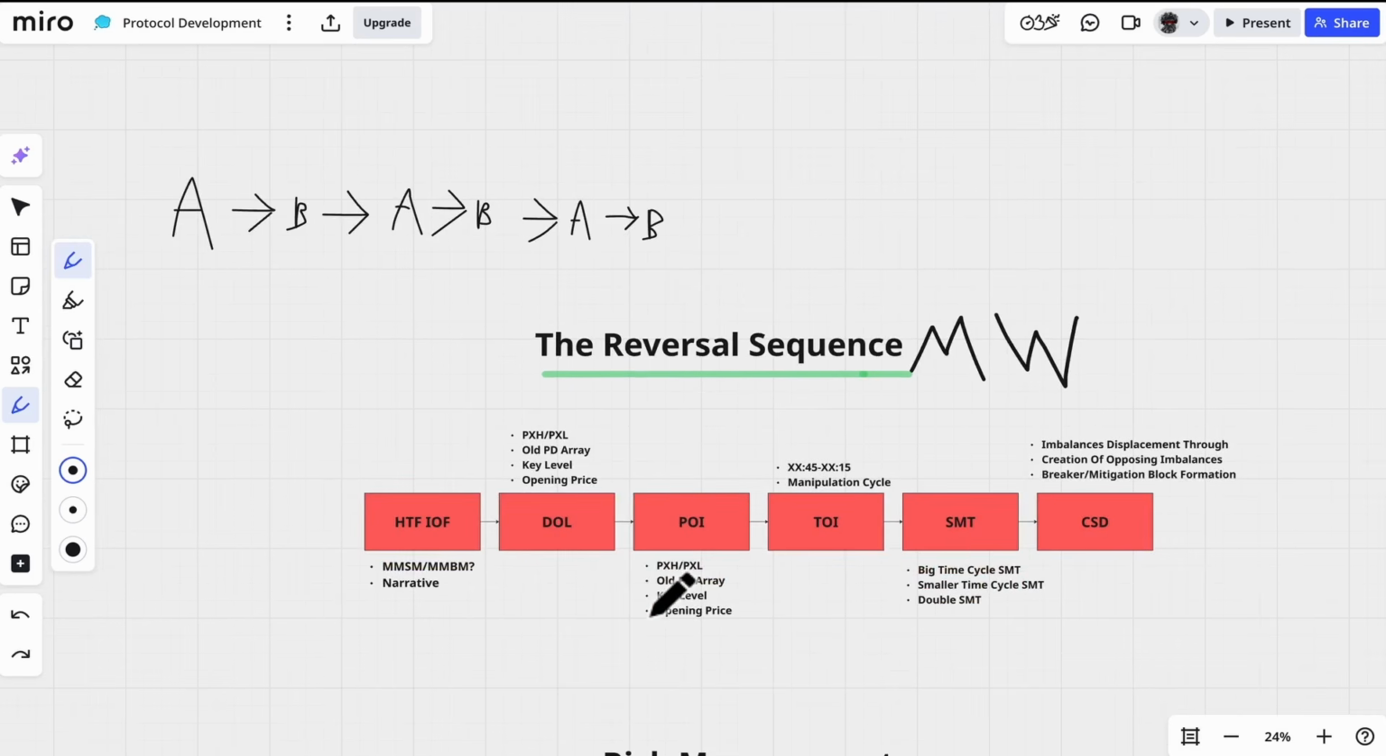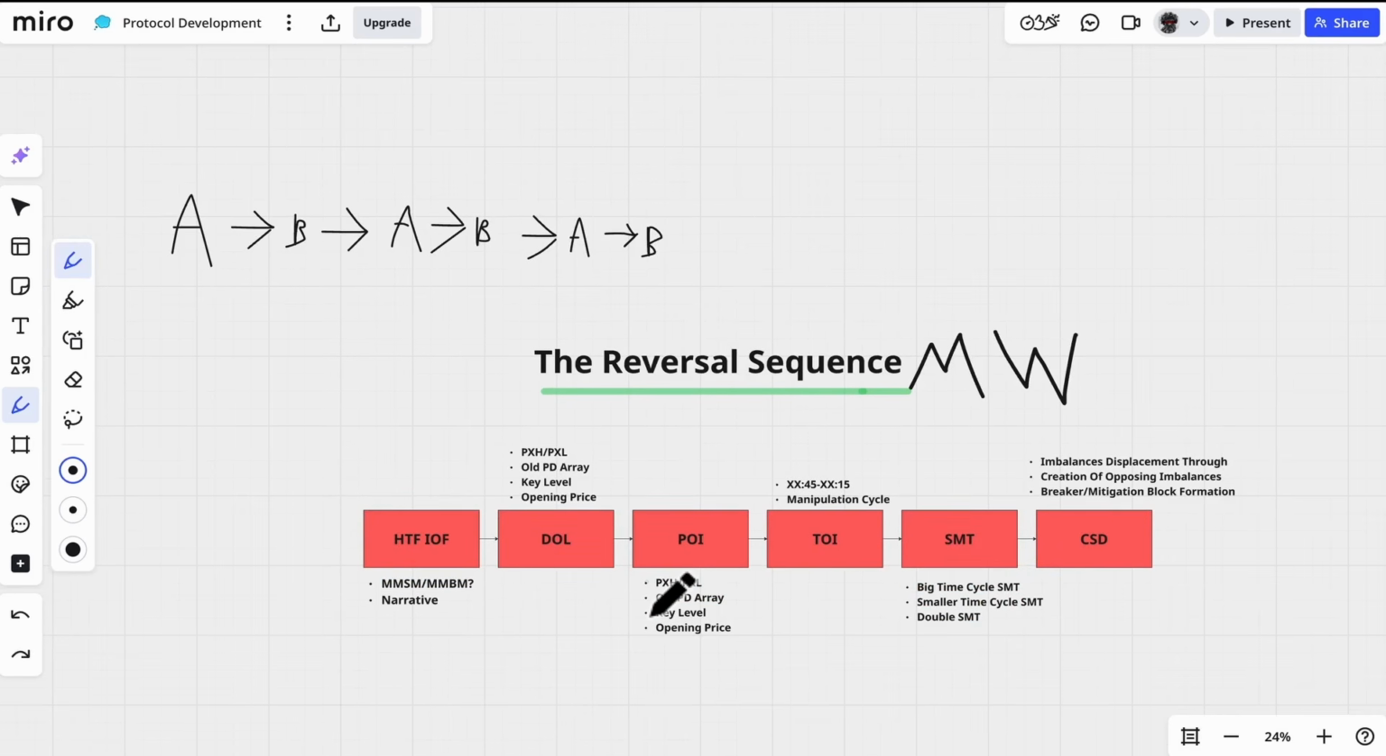Now, for the point of interest selection, what's important to note is that we pay attention to the opposing PXH or PXL as we did for the draw on liquidity. Meaning, if we are bullish and we're looking for higher prices, we are targeting a previous cycle high. But that means our point of interest becomes a previous cycle low. Why? Because we need to see sell-side liquidity be taken out before the market can reverse. Why? Because we move from sell-side to buy-side to sell-side.